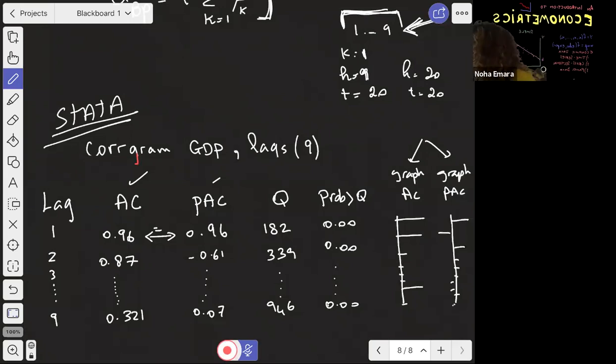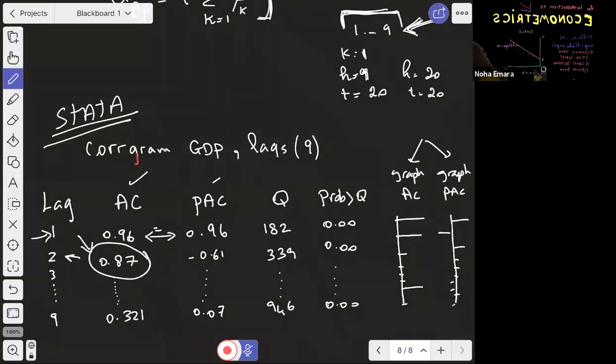So how can we read these numbers? Let's see if I'm trying to read this number. This one would show that the correlation between the current value of GDP and its value 2 quarters ago or 2 years ago is 0.87. That's it. So it's the correlation between today's value and the value of GDP 2 quarters ago. I'm not holding constant the first lag.